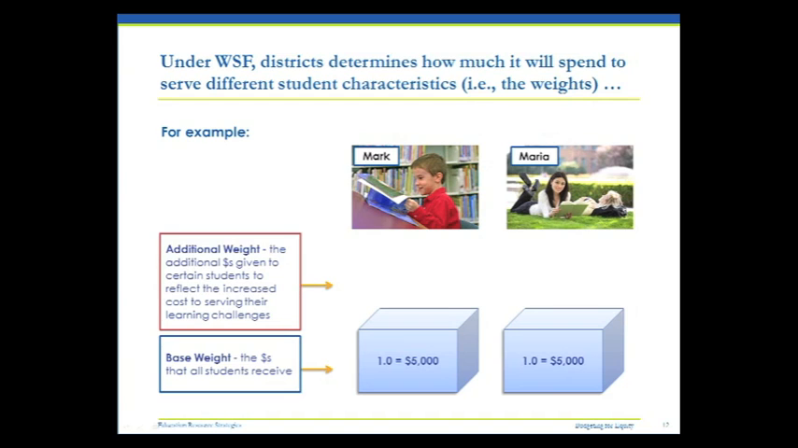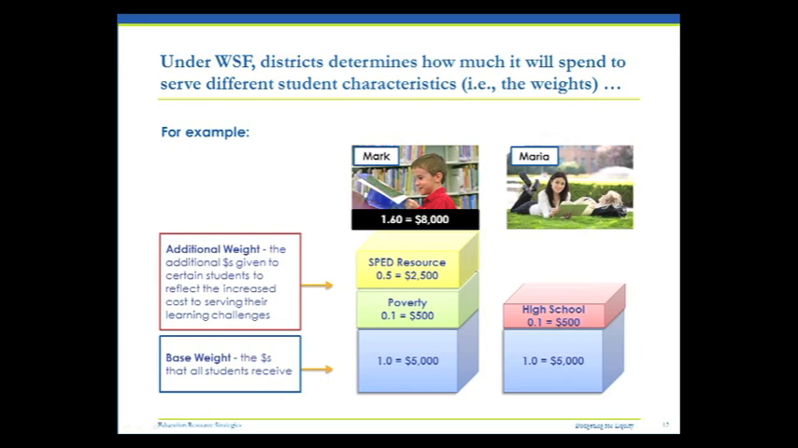So in this case, we've said Mark comes from a family of poverty, and so he might get an additional 0.1 weight, and he also has some special education needs that require resource room services. So he gets another 0.5 weight, totaling 1.6 or $8,000. Maria, who's a high school student in this district, has English language learning needs. So she totals a 1.5 and gets $7,500.